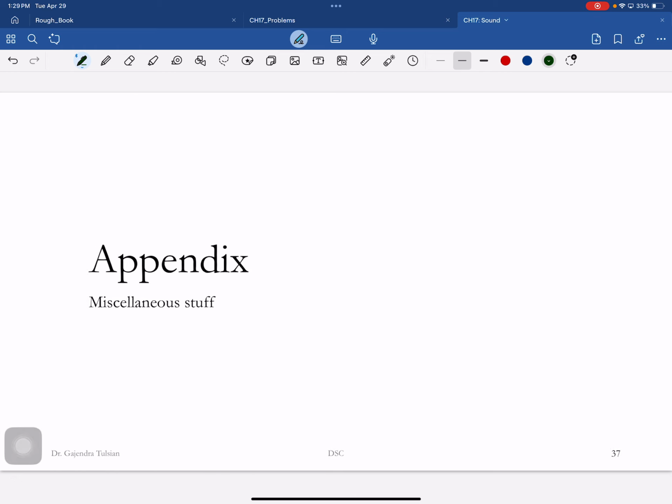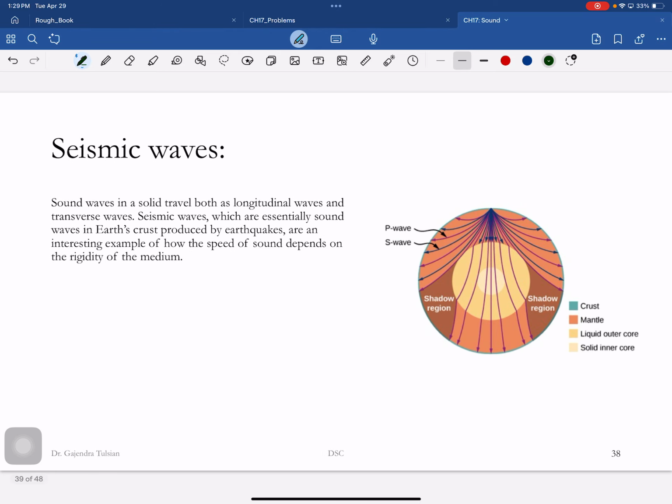All right, I'm going to quickly go over some little stuff, fun stuff. So here's the internal structure of the Earth. And we've known this only for about 50, 60 years now. Here's how they found this internal structure of the Earth.